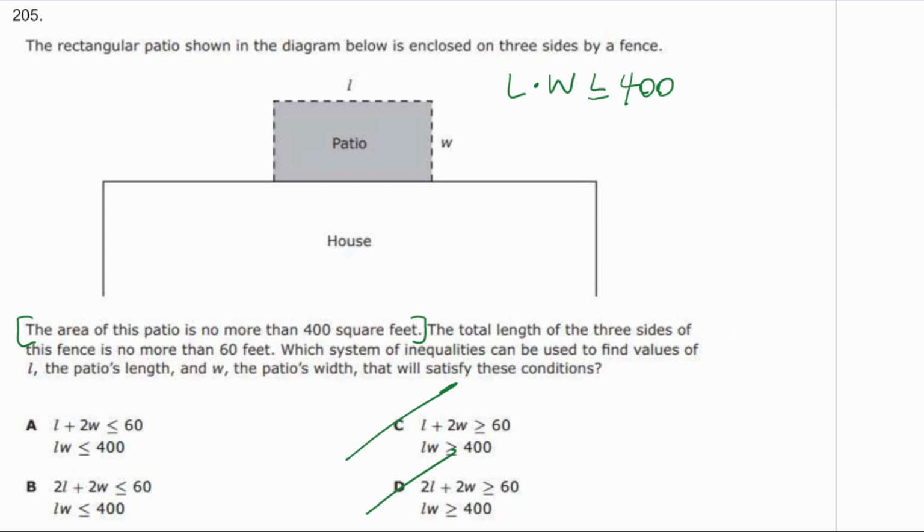And then the total length of the three sides of this fence is no more than 60. Okay, so they're talking about these things that I'm coloring in blue. So that looks like two W's plus an L. They said no more than 60. Well, that'd be less than or equal to again. And so I'm looking for 2W plus L, that's going to be answer choice A.